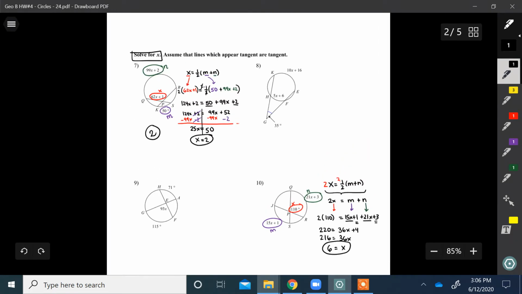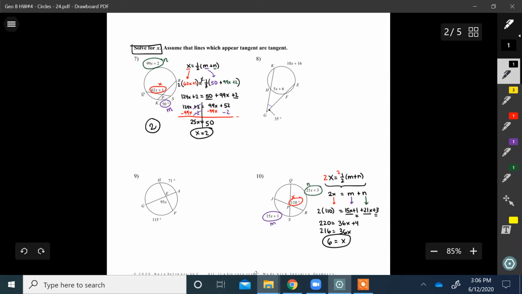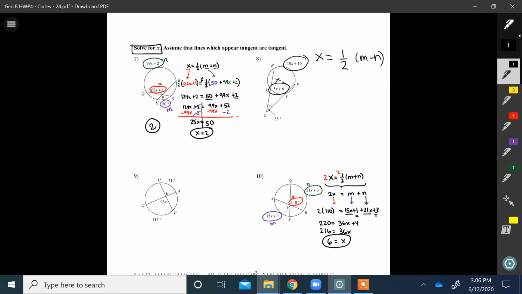All right, so you can do 8 and 9. Number 8, you have what seems to be 2 secants, so you use this formula here: x is equal to half of m minus n. And all you have to identify is, well, this is the x, and this right here, if I just look at the picture, this will be the m.